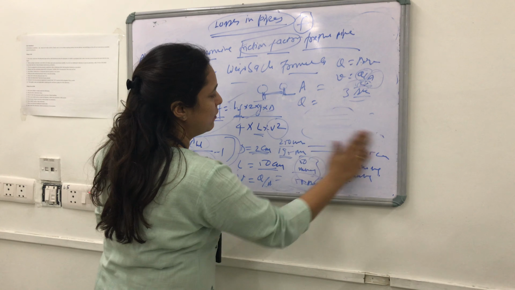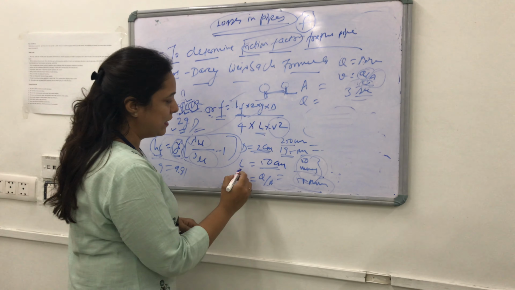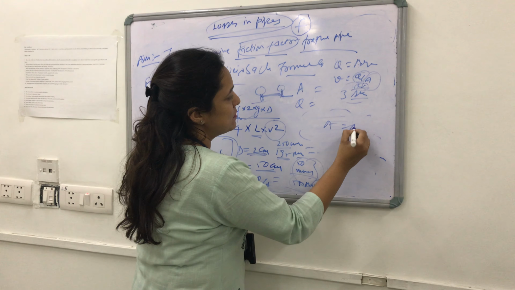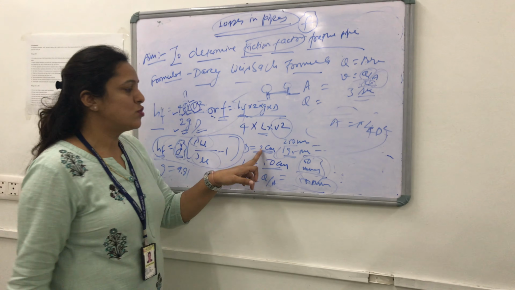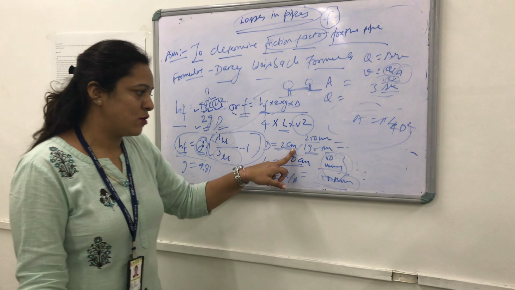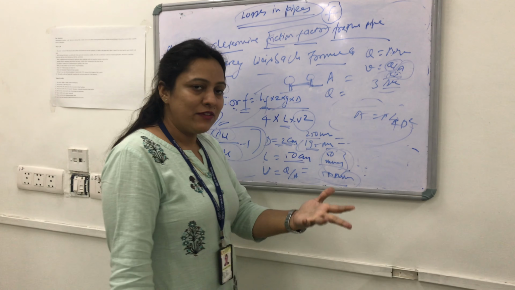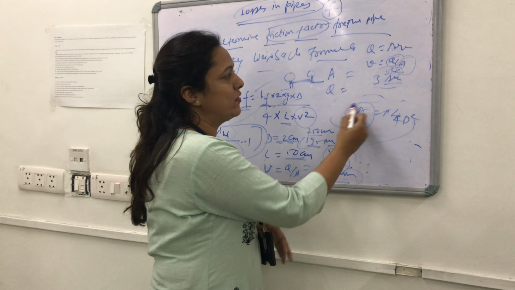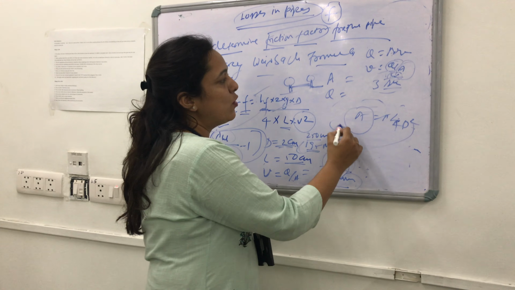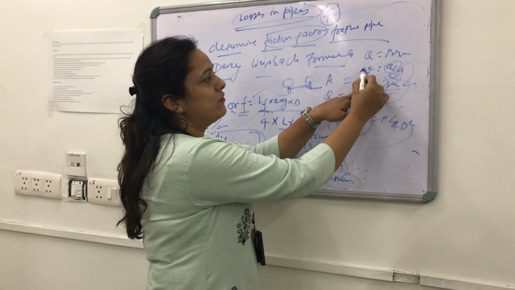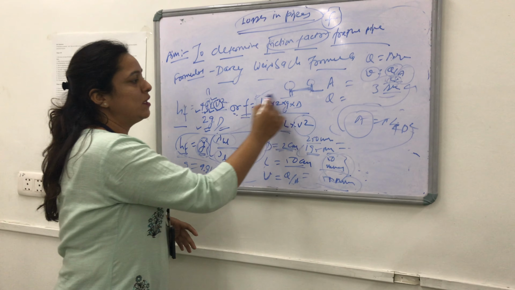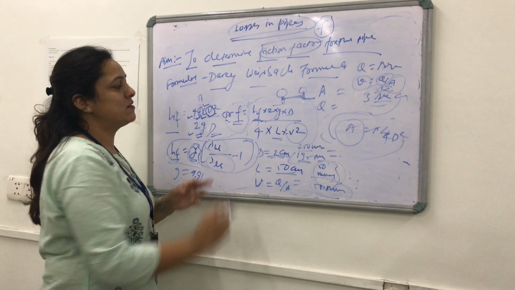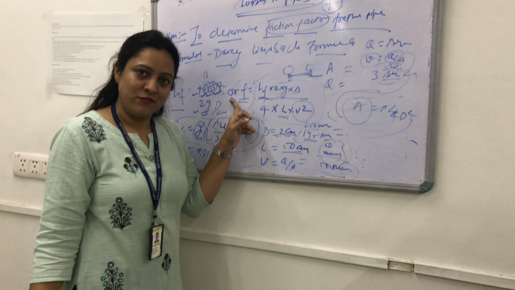We will find the value of A as pi by 4 d square, and for this d we are going to use 2 centimeters, which we have to convert into meters. Based on that, we will find the value of area. We put all these values over here and then find the value of V. Now we have everything, and all the values can be put together into this formula. With the help of this, you will be able to obtain the value of the friction factor.